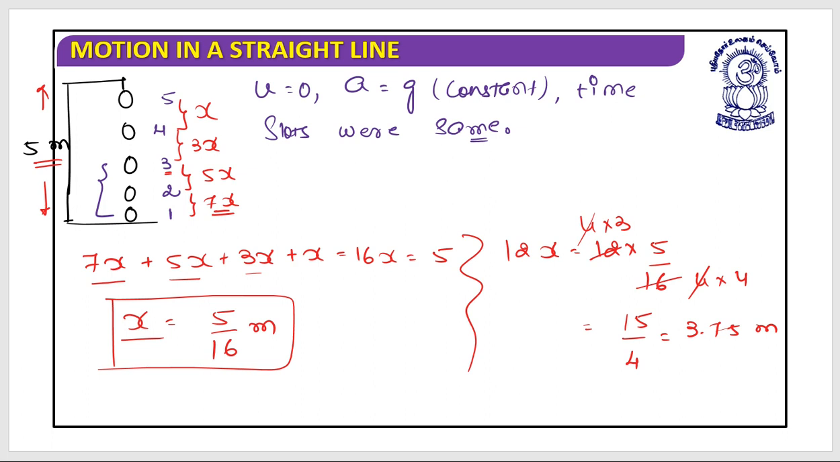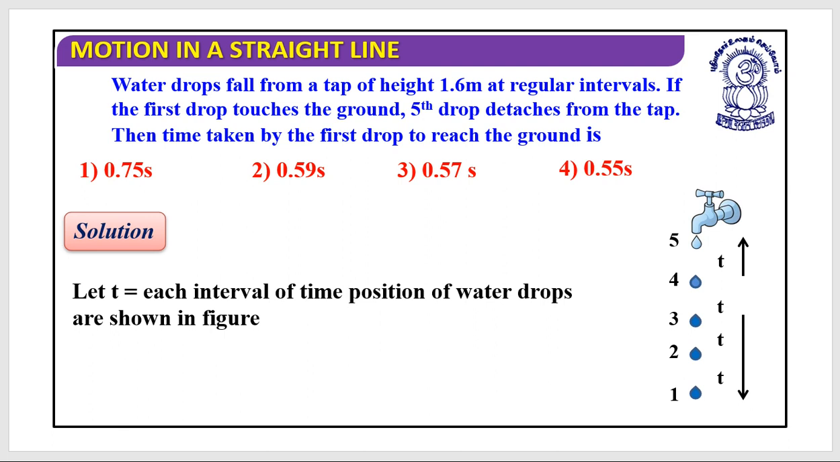Let's do one more question of water tap. Let's have a look at that. Go through this very quickly. What they have given: they tell me that water drops fall from a tap of height 1.6 meter at a regular interval. So this height has been given, and it is 1.6 meter.